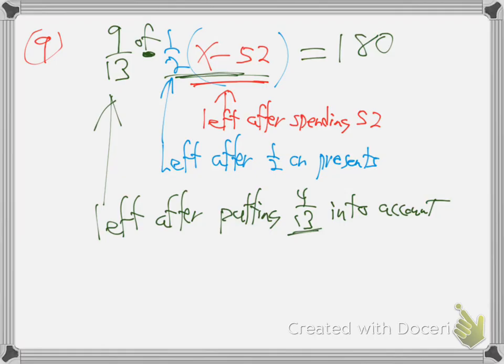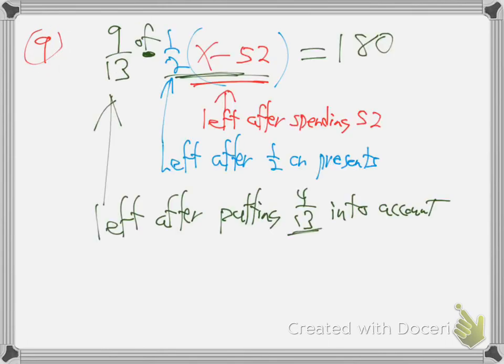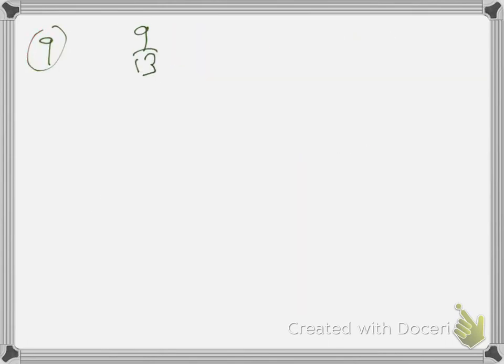So that's our little equation. We've got to solve that equation now. Rewrite it, giving a little more room here: 9/13 times 1/2 times (x minus 52) equals 180, right? Okay, so let's solve that.